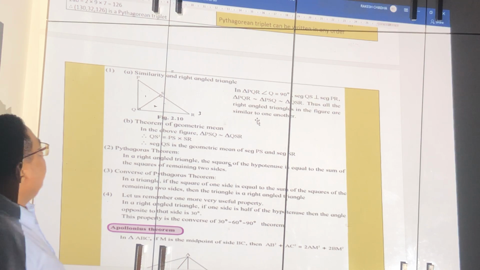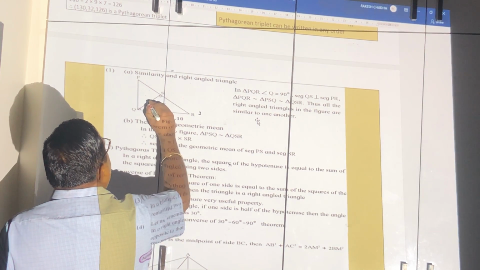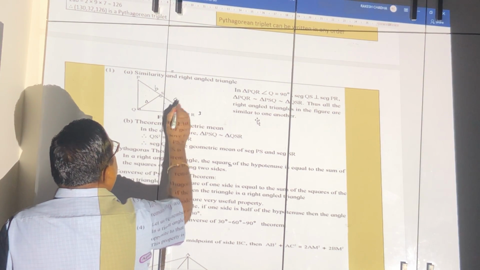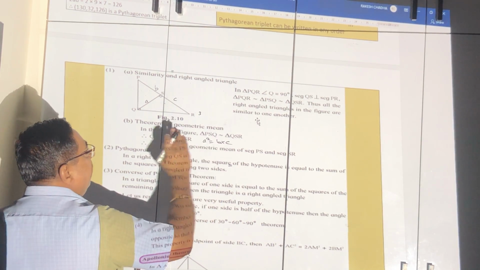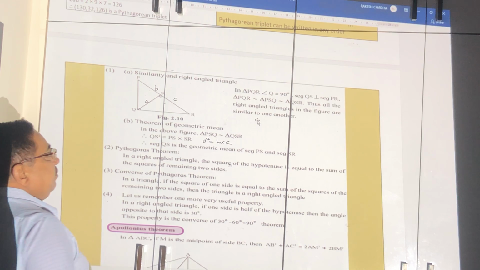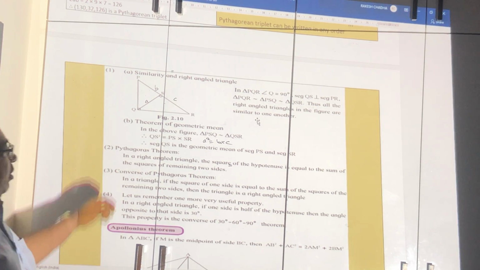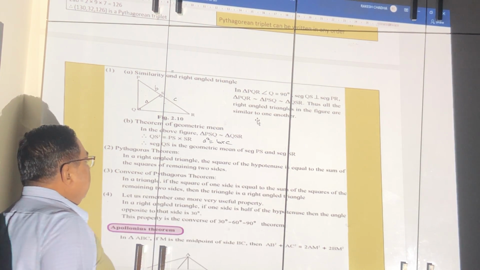Geometric mean, I explained to you again, my friend. A, B, C: A square is B into C. Don't forget my shortcuts, my friend. Pythagoras we have already seen. We will not break our head. Converse of Pythagoras is a triplet.